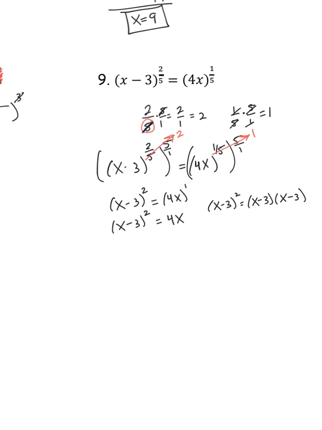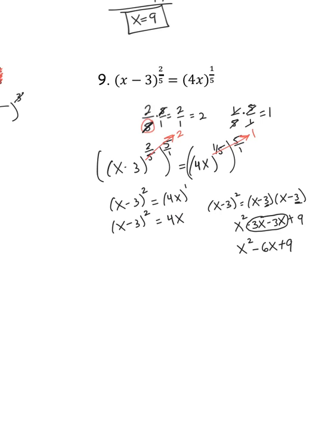If I FOIL that out, or use the box method, or whatever you like, you're going to get x squared minus 6x. Remember, when you're combining negative 3x and negative 3x, you're adding them. You are not multiplying. So if you are in debt $3 and you spend 3 more, you're now in debt $6. But if you were to multiply those together, like where we multiply the negative 3 and the negative 3, that's when it turns to a positive 9. So be careful when you're combining.